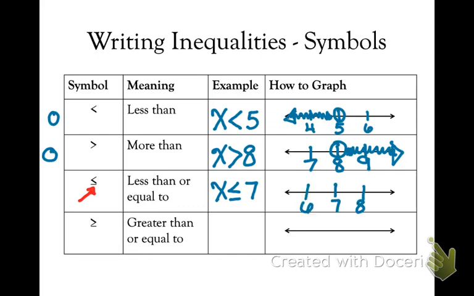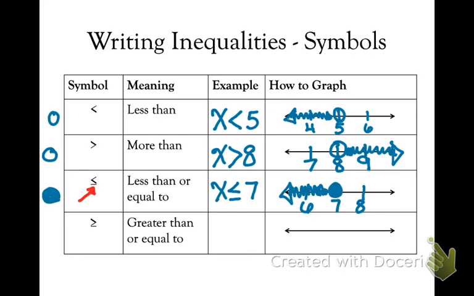To indicate this on a number line graph, I'm going to create a number line with 7 in the middle, and this time when I see this little underline that means equal to, I use a closed circle on my graph. And this says less than, so that means I am shading to the left.